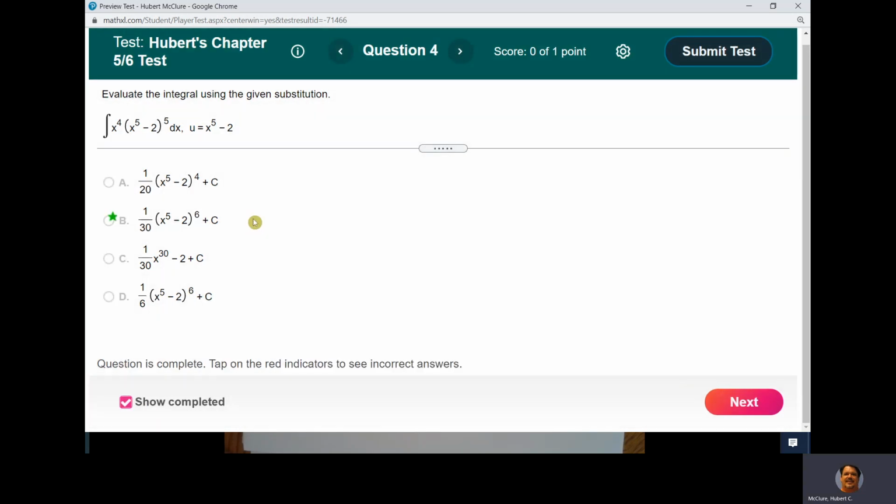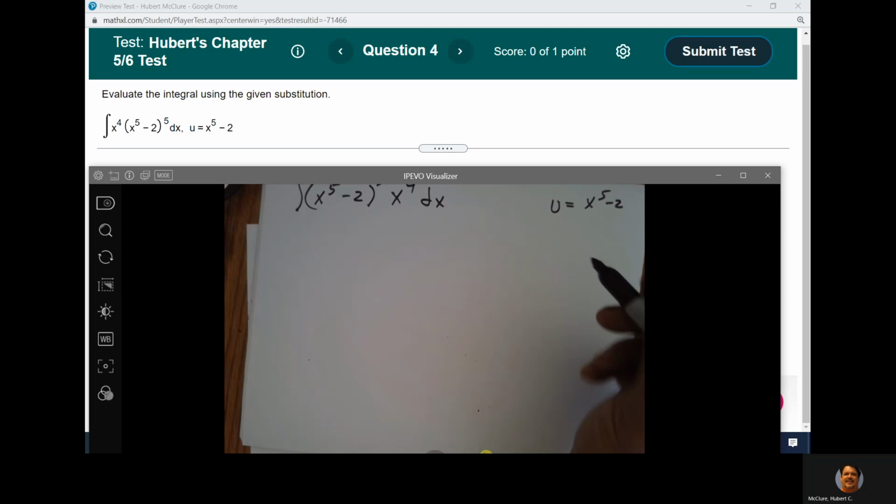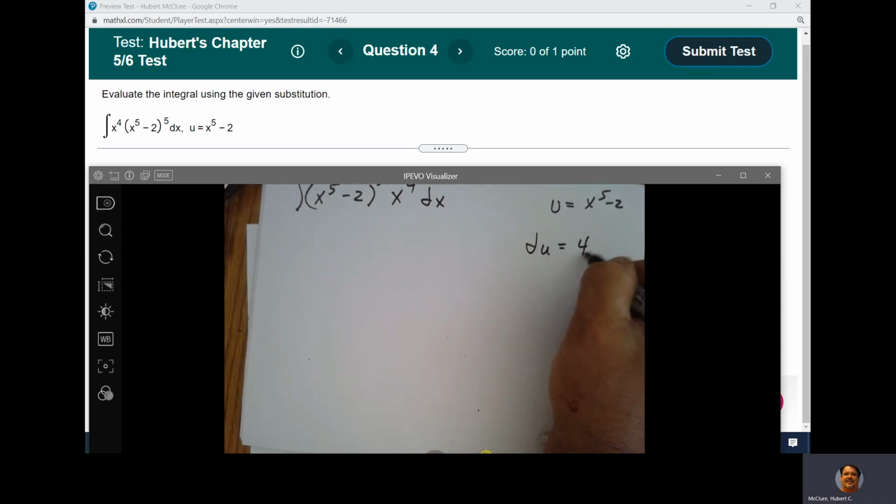Okay, again, we've got a u-substitution, and I'll just do the preliminary part of it. It's an indefinite integral, so you don't have to plug in anything. So I'm going to rewrite it as x to the 5th minus 2, to the 5th power, x to the 4th dx. So u is going to be equal to x to the 5th minus 2. So du is going to equal 5x to the 4th dx.